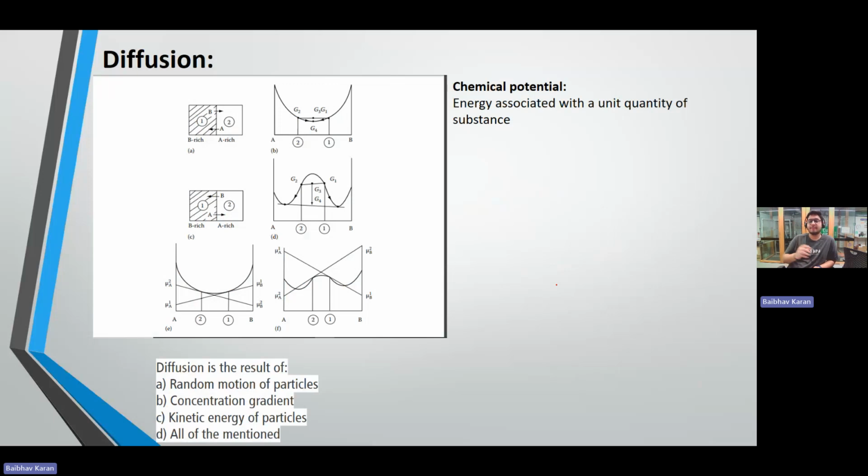What is chemical potential? Chemical potential is the energy associated with a unit quantity of a substance. So diffusion is defined as a process in which a material is transformed from a higher chemical potential to a lower chemical potential. So there is a question: diffusion is a result of random motion of particles, of course, concentration gradient, of course, kinetic energy of the particles, of course. These three will be happening in case of diffusion.